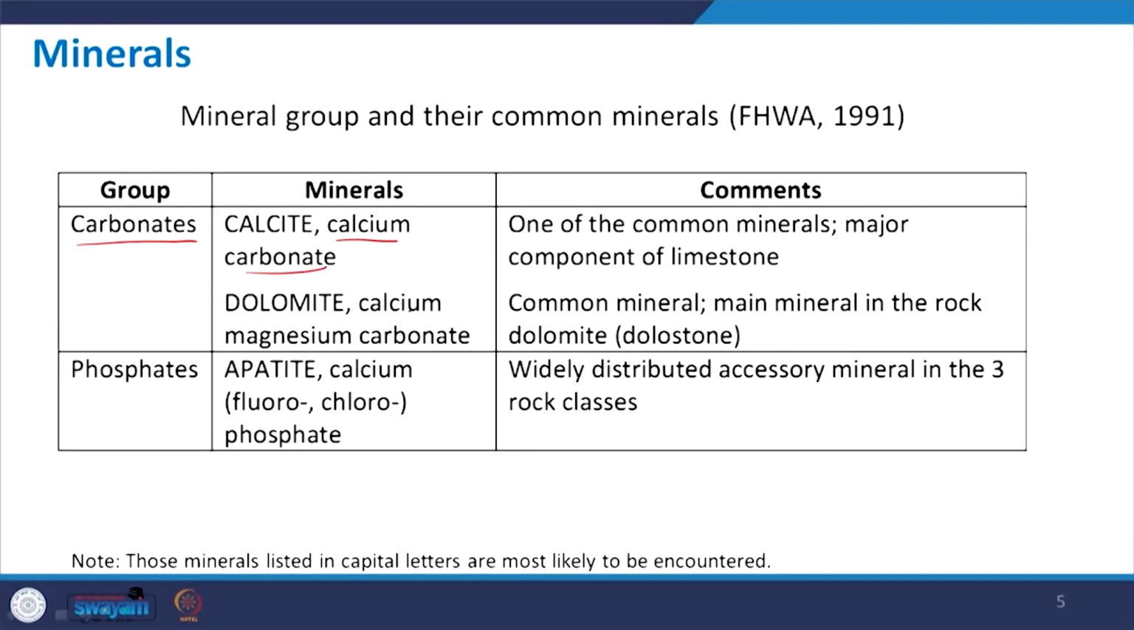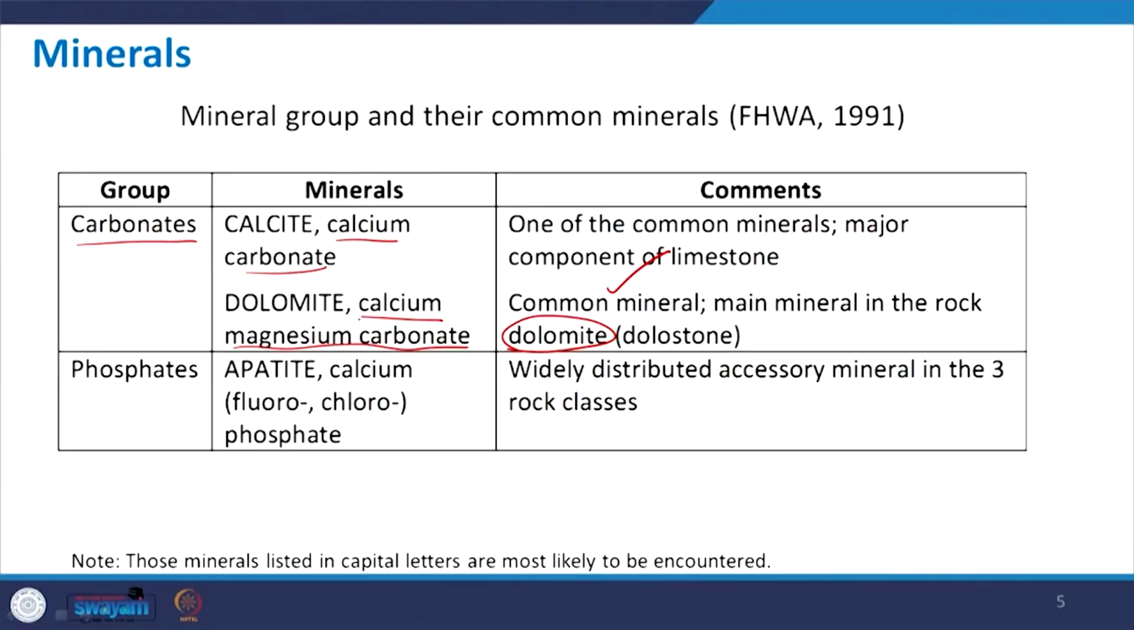Then the second one in this category is dolomite, which is calcium magnesium carbonate. It is the common and main mineral in the rock dolomite. So keep in mind that the main mineral in limestone is calcite, and the main mineral in dolomite is calcium magnesium carbonate. This dolomite rock is also called dolostone.